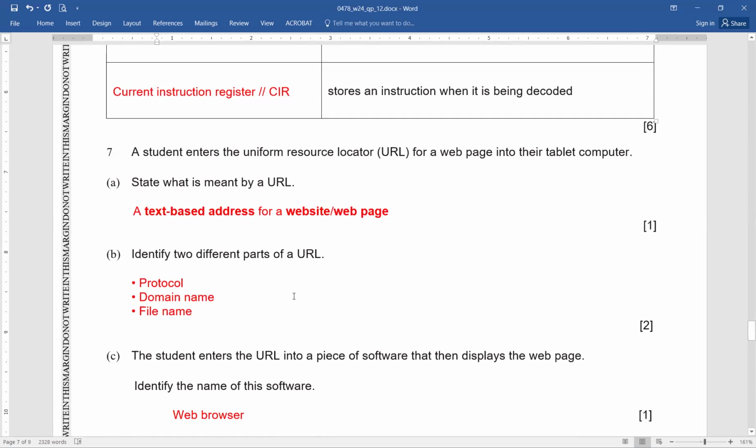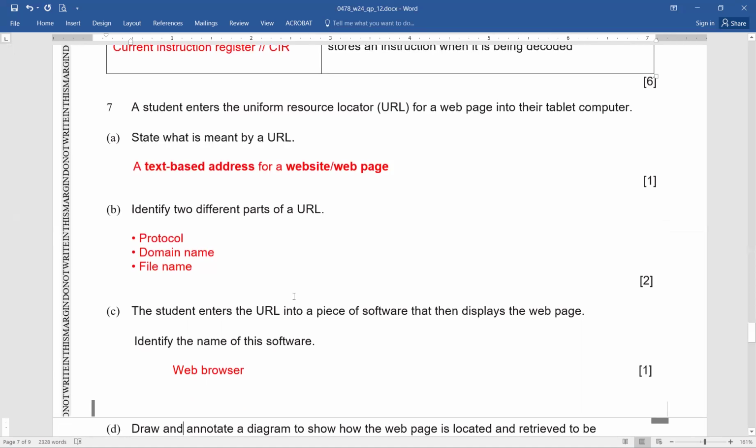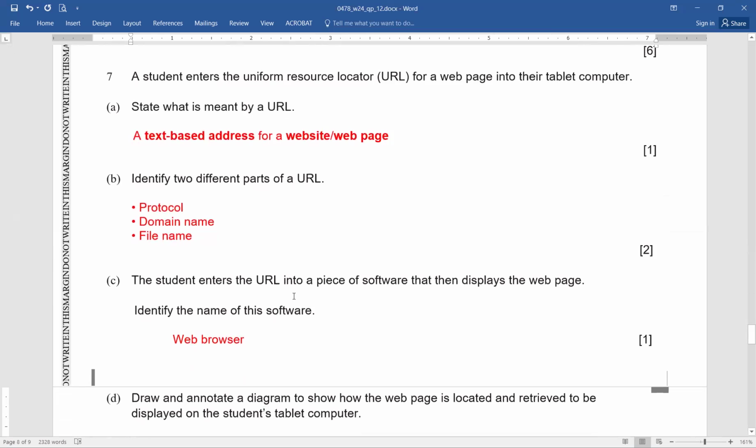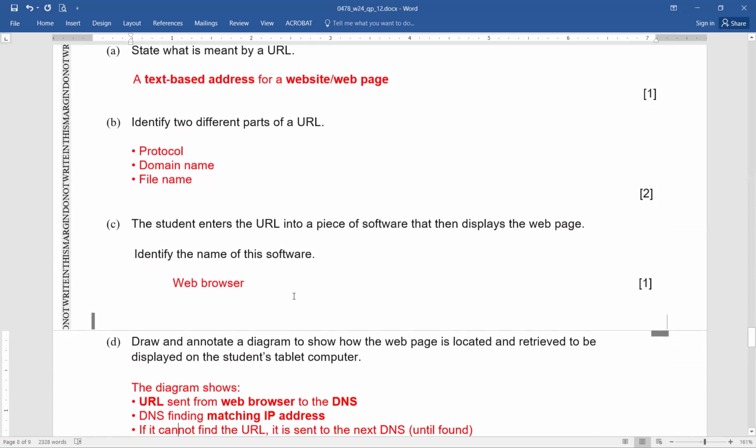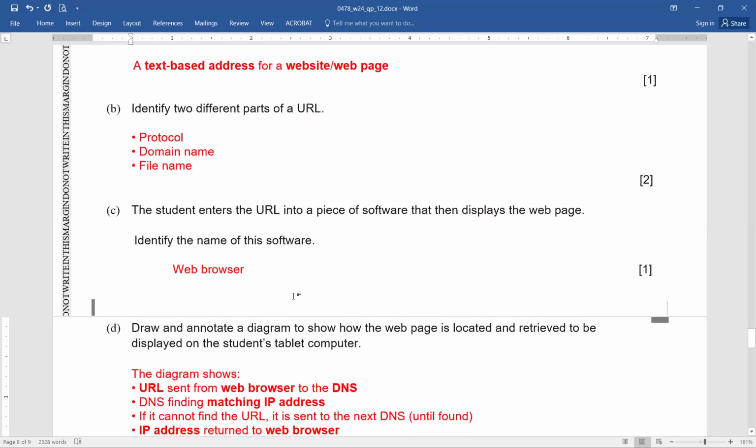Part C. The student enters the URL into a piece of software that then displays the web page. Identify the name of the software. It's so simple. You need a browser or a web browser. Now, the next part, D. Draw an annotated diagram to show how the web page is located and retrieved to be displayed on the student's tablet computer. So what do they expect you to show?